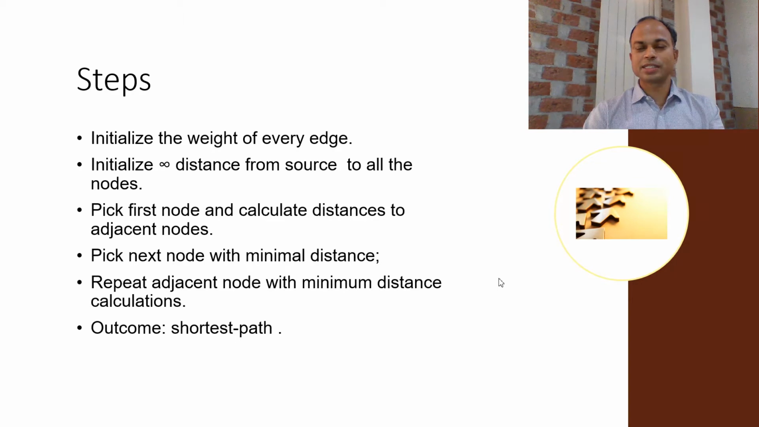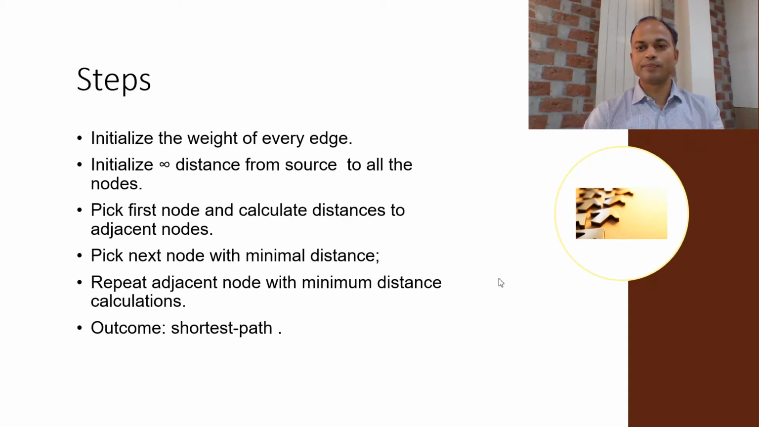If we talk about the steps of Dijkstra algorithm, then we have the following steps. Step number 1. Initialize the weight of every edge. Whatever the weight is given, we have to mark. After it, initialize infinity distance from source to all nodes, because initially, source does not know the distance to all remaining nodes. We have only one option here. This option is infinity.